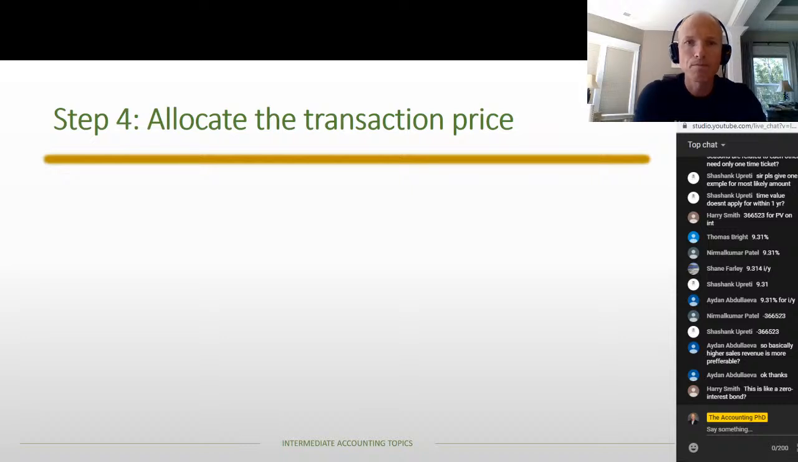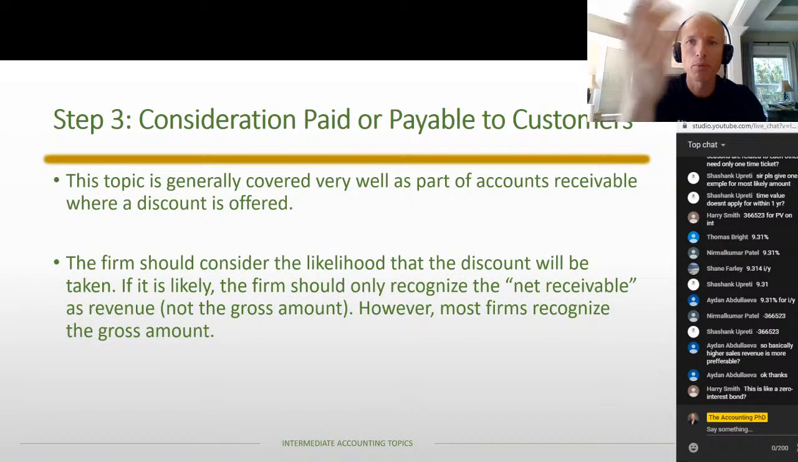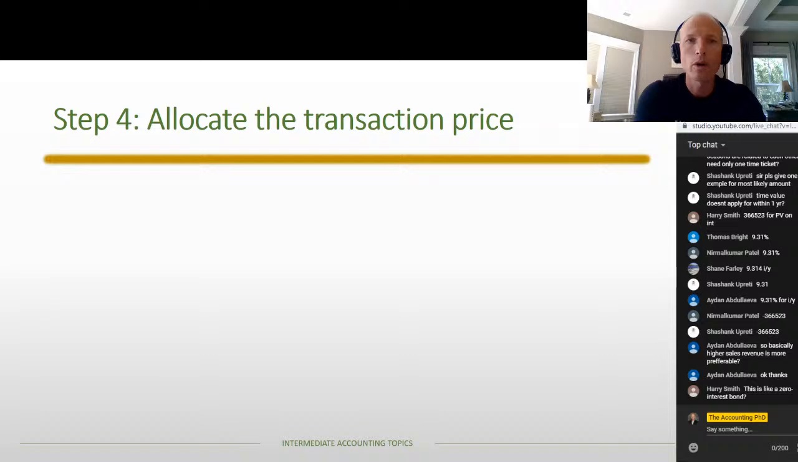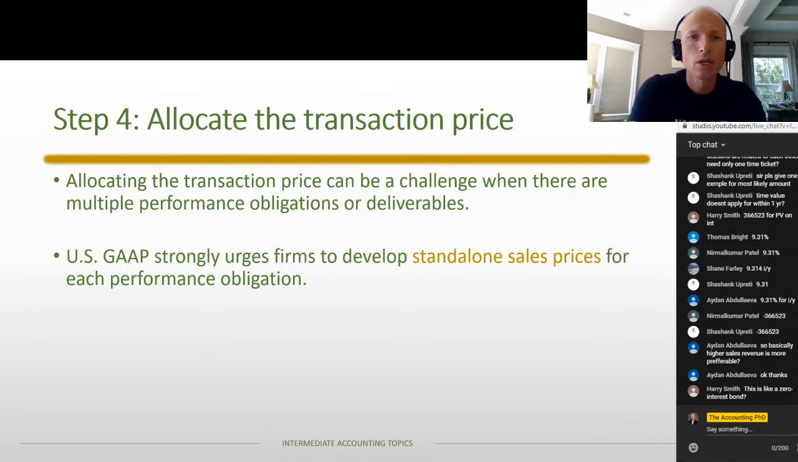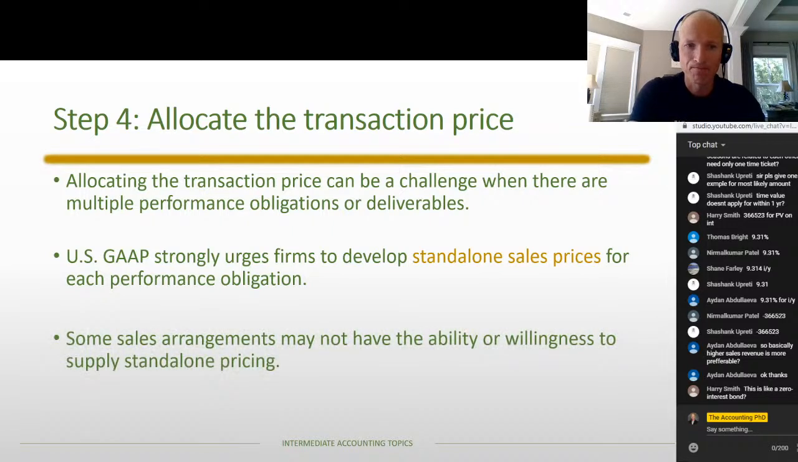All right, step 4. So step 3, we've kind of completed here. Now we're on to step 4, allocating the transaction price. So we've now figured out what the transaction price is. Now we need to allocate it. Allocating the transaction price can be a challenge when there are multiple performance obligations or deliverables. US GAAP strongly urges firms to develop standalone sales prices for each performance obligation. That is their strong preference. They want it written in the contract.